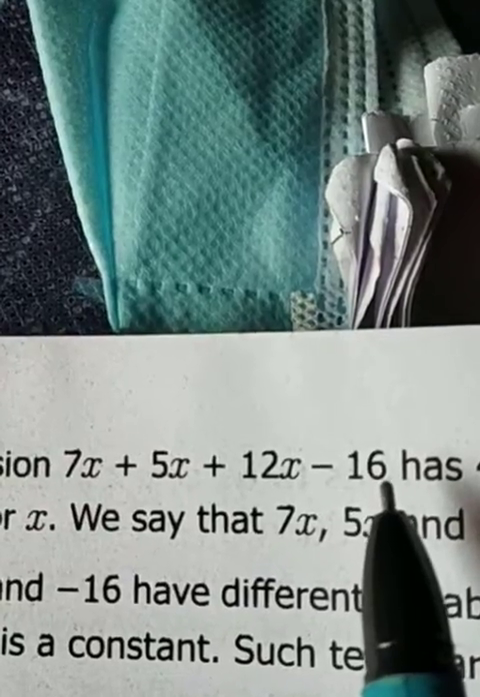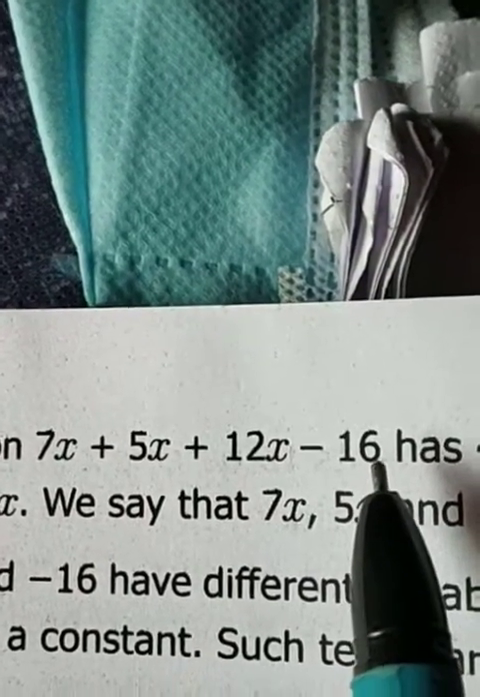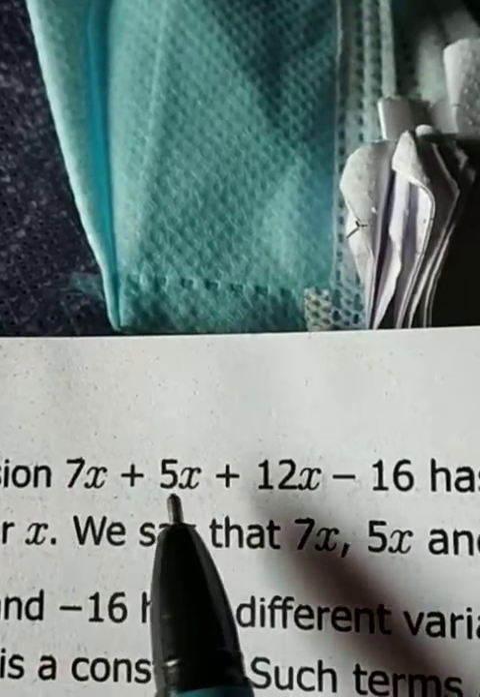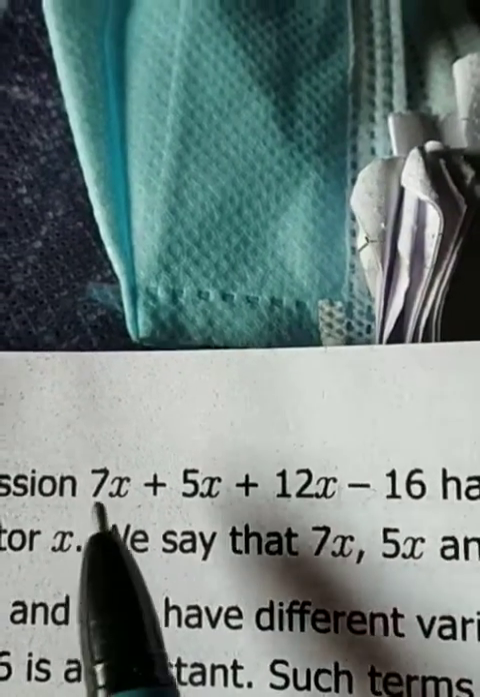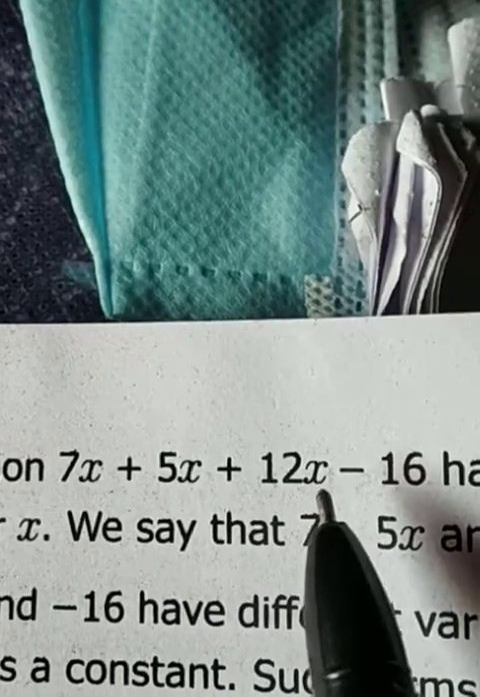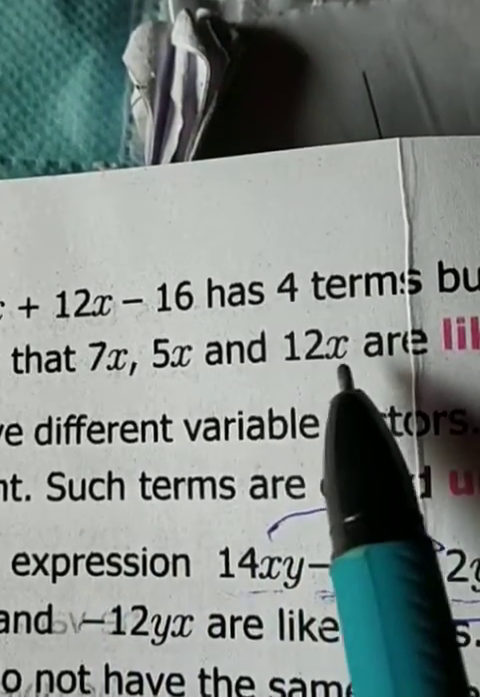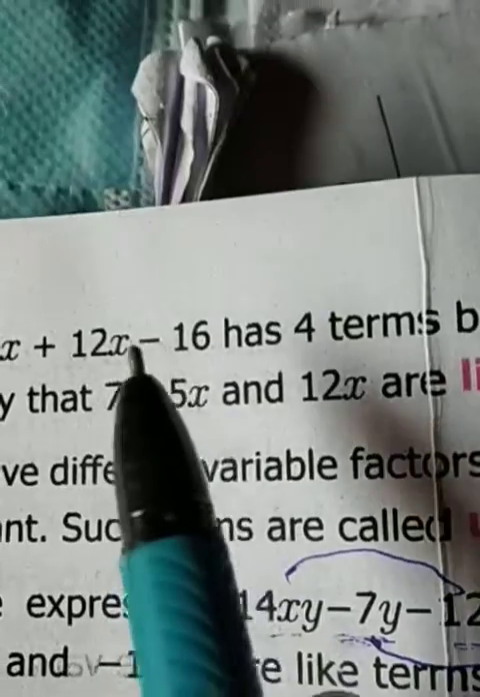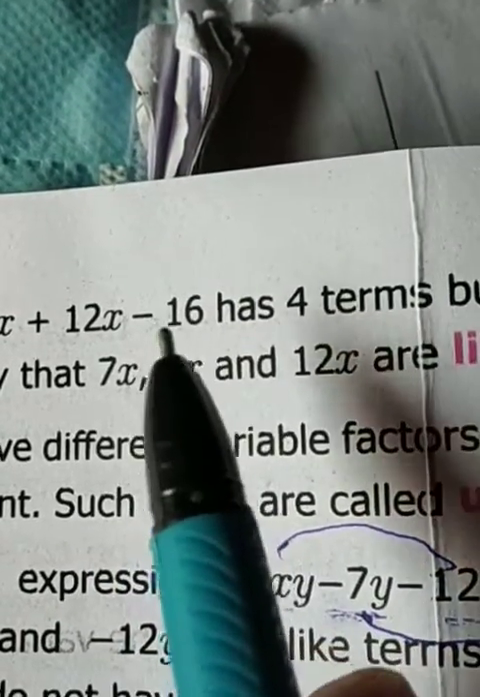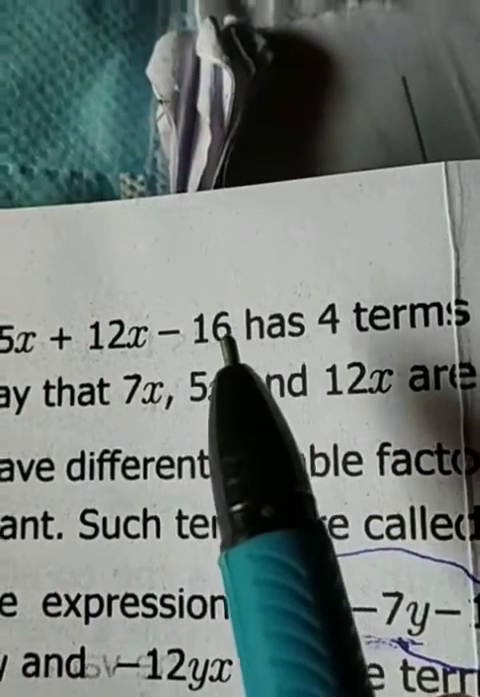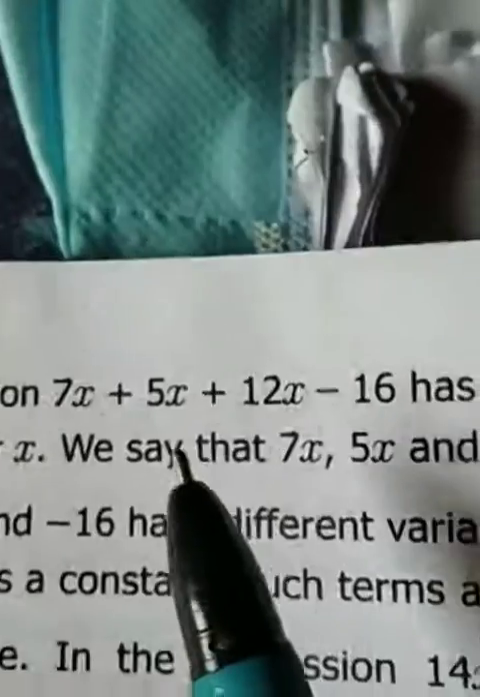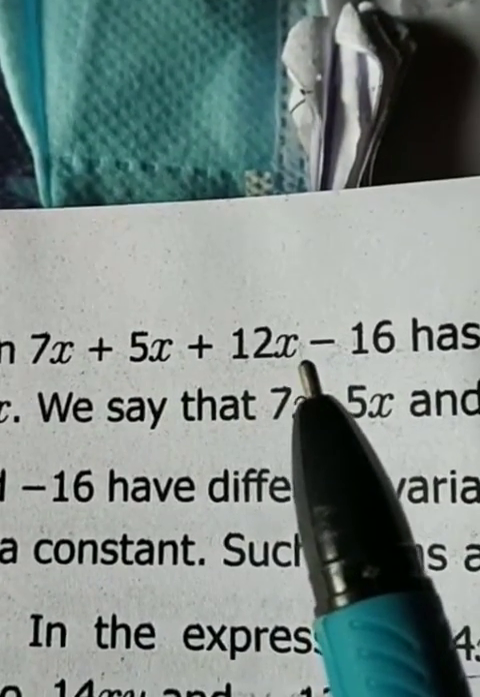These are the four terms of the given expression. In this, 7x, 5x and 12x are having the same variable x. So we call 7x, 5y, 12x like terms because in all three the variable is the same. But what about 16? 16 is a constant term. This is different from these three terms. So 16 is an unlike term of the other three terms in the given expression.